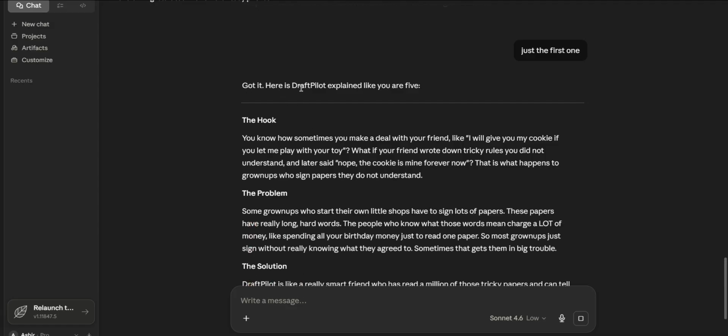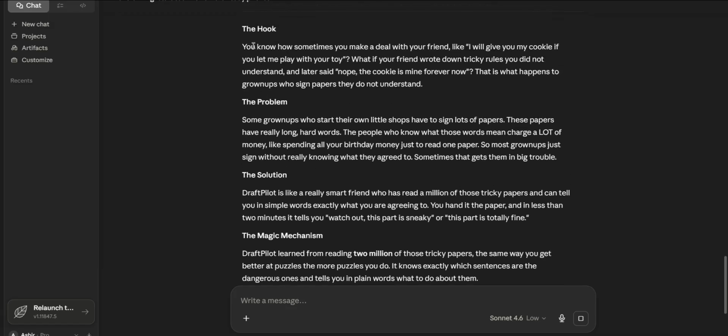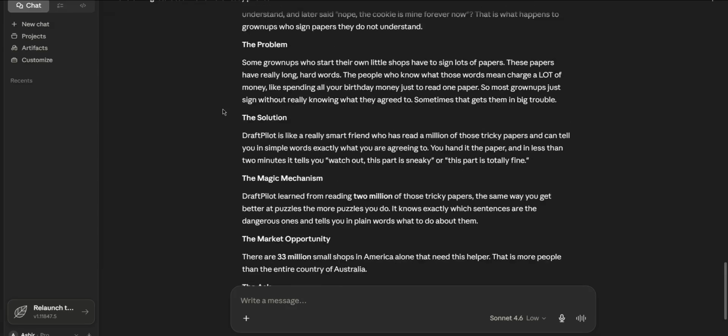So here you guys can see that here's a draft pitch explained like you're 5. The hook: you know how sometimes you make a deal with your friend, like I will give you my cookie if you let me play with your toy. What if your friend wrote down tricky rules you did not understand and later said, oh, the cookie is mine forever now. This is what happens to a grown-up who signs a paper they do not understand. So this is the actual agenda behind it.